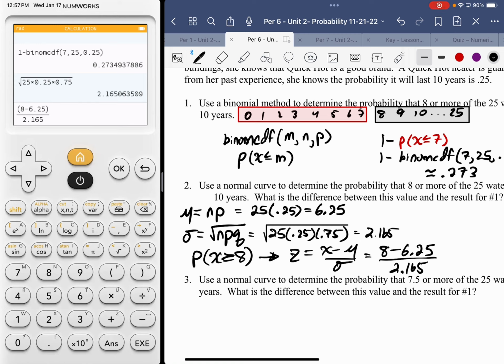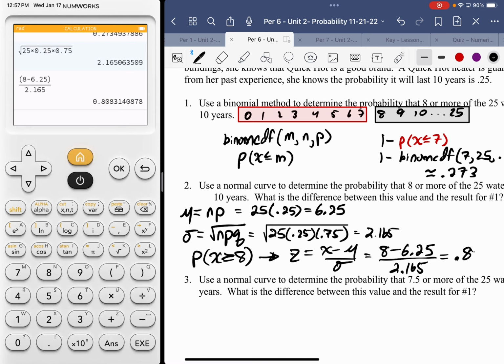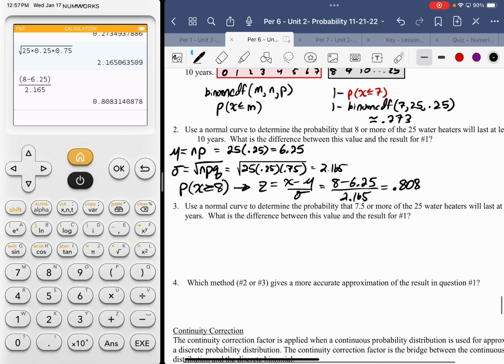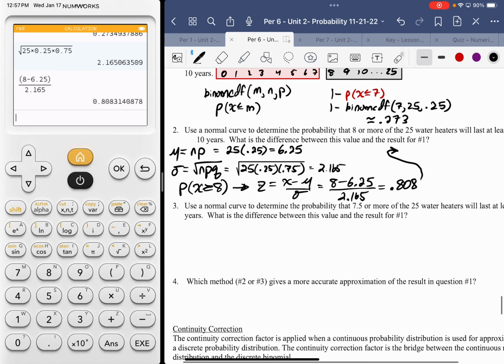And just as a quick aside, we're not doing anything different so far. Everything that we've done in this problem has been stuff that we've already learned. It's just a question of how this answer is going to relate to our answer to number 1. It's going to be in the same neighborhood, but is it close enough to what it should be? That's really where we're at. So 0.808 is my Z-score. So I'm looking for the probability that Z is greater than or equal to 0.808.